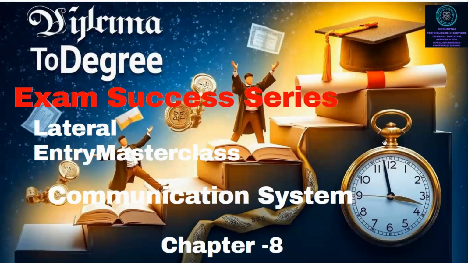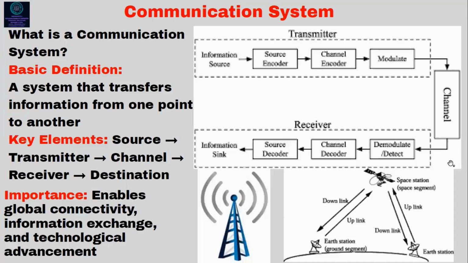So we will go to our first, what is communication? What is communication system? So definition, we should know. The basic definition is a system that transfers information from one point to another point. Transferring of information.